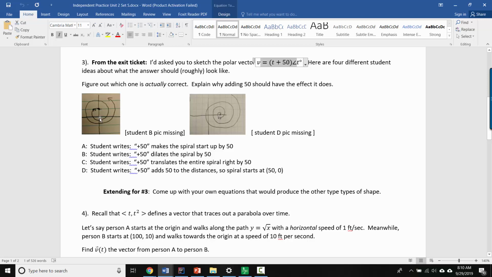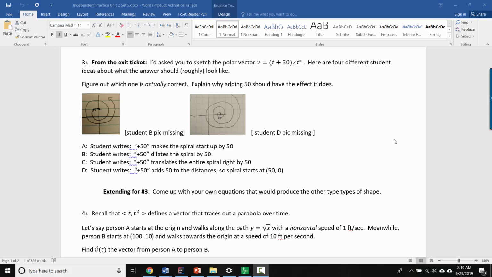This one doesn't make sense because this would predict that at an angle of 90 degrees, the distance would be 50, but clearly from our table that was wrong. The prediction that said that it was dilating the spiral by 50, it's not really dilating it by 50 because then it's like every distance should have to be 50 times what it would have been otherwise. So if we had 50 times t, that would be dilating it.